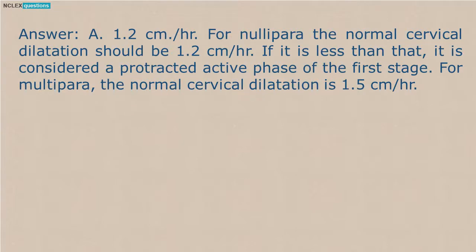Answer A. 1.2 centimeters per hour. For nulliparia, the normal cervical dilatation should be 1.2 centimeters per hour. If it is less than that, it is considered a protracted active phase of the first stage. For multipara, the normal cervical dilatation is 1.5 centimeters per hour.